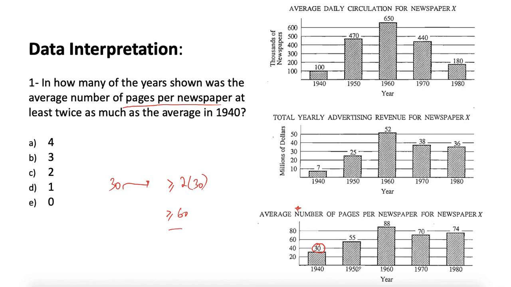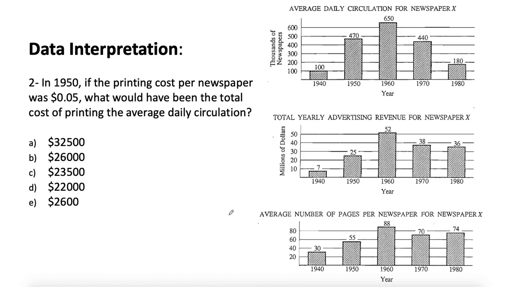If we see these 5 years, 1940, 50, 60, 70 and 80, the first is not possible, this is possible, this is possible, and this is possible. So that's why we have 3 years for which the average number of pages per newspaper is at least twice as much as the average in 1940. Okay, let's move further, and this is our answer.